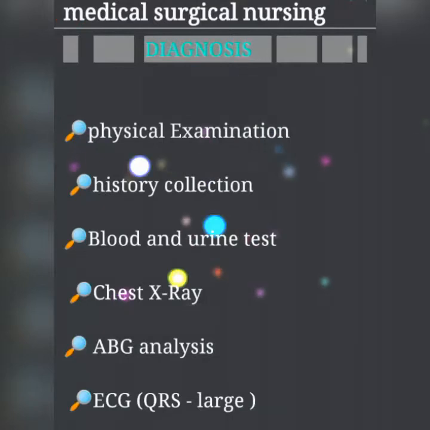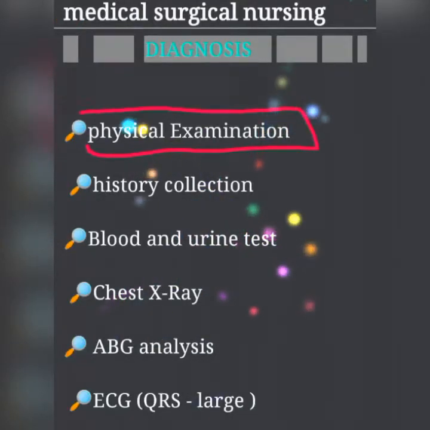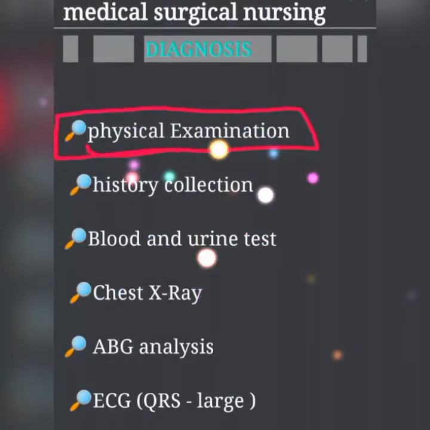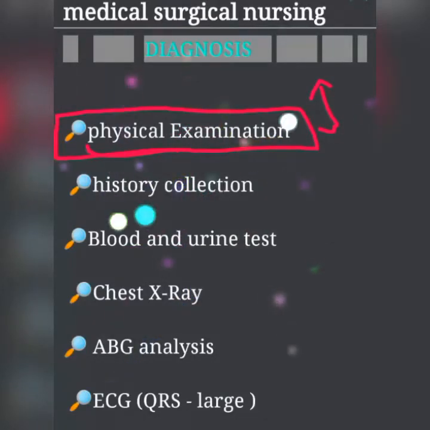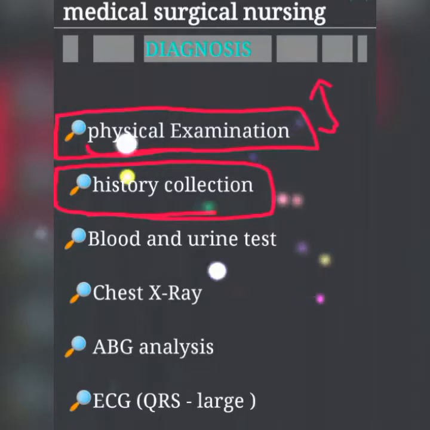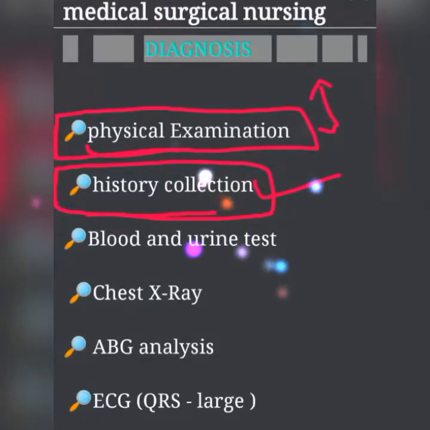Let's discuss the diagnosis. In the diagnosis, first is the physical examination. The nurses or the doctors have to physically examine the patient to see whether he is showing symptoms of heart failure and what kind of symptoms. A head-to-toe examination is done in this process. Next is history collection. History collection will help the doctor find out if the patient has had any past surgery, any past heart disease, or anything else.